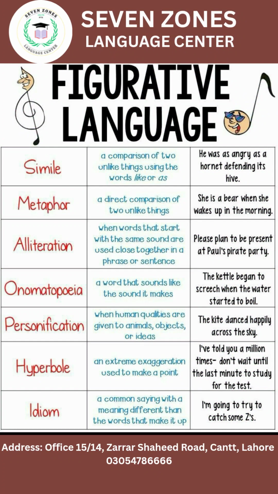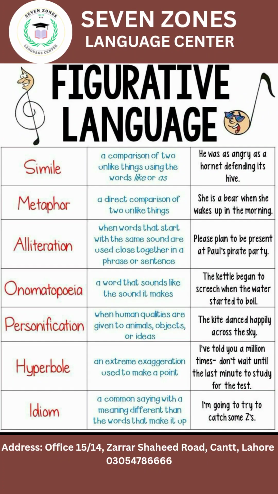Okay, after alliteration, we have onomatopoeia, a word that sounds like the sound it makes. Whenever you're writing down sounds, that's simply onomatopoeia. For example, hiss, buzz. If you're writing down buzz, then it's going to be onomatopoeia. So written sounds are in the category of onomatopoeia.